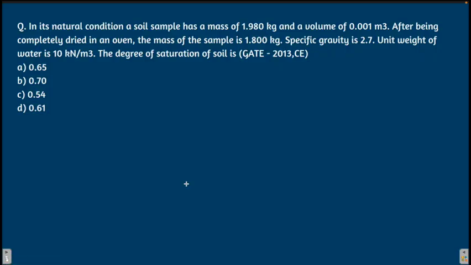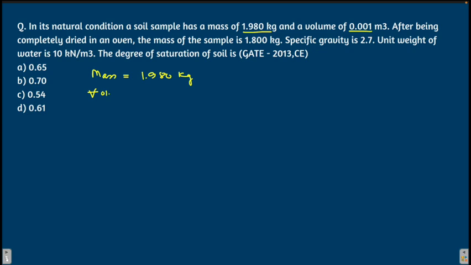question. This is a very important question and one of the difficult questions as well. In its natural condition, a soil sample has a mass of 1.980 kg. So the mass of soil is given as 1.980 kg and the volume is given as 0.001 meter cube.